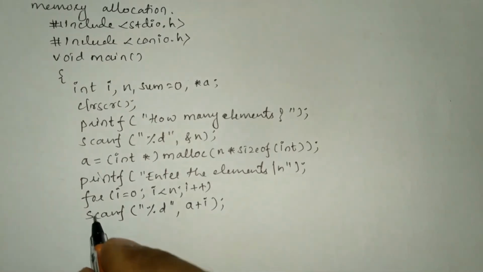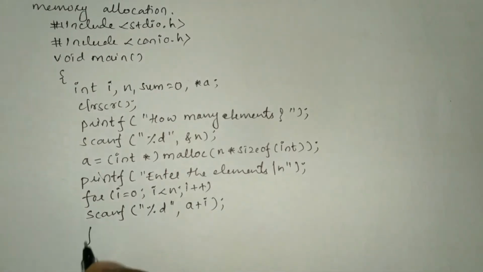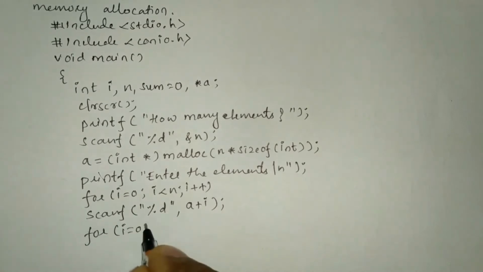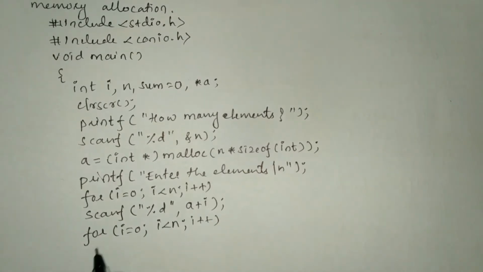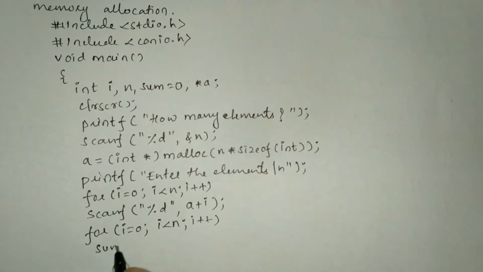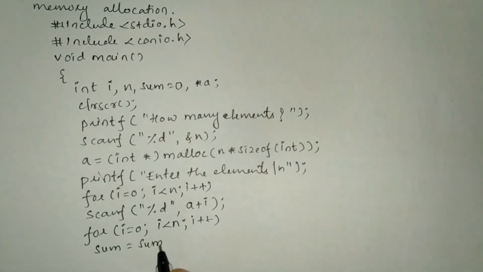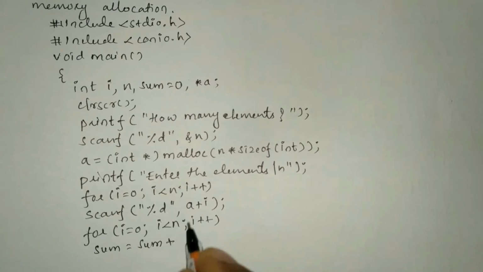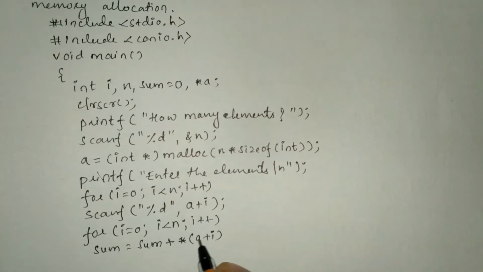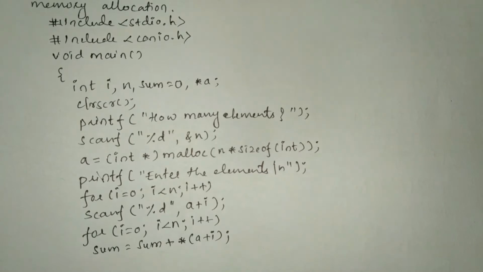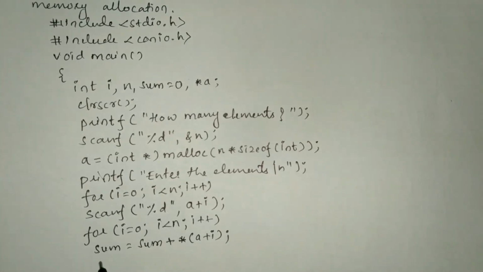Next we'll go for loop once again to perform the sum. So for i is equal to 0, i is less than n, i plus plus. So we'll write sum is equal to sum plus, here we'll use the value stored in a pointer variable. So here we'll write asterisk symbol, a plus i. So whenever you find a plus i after asterisk symbol, that is going to return the value present in the pointer location.